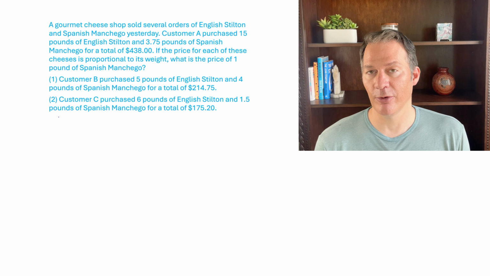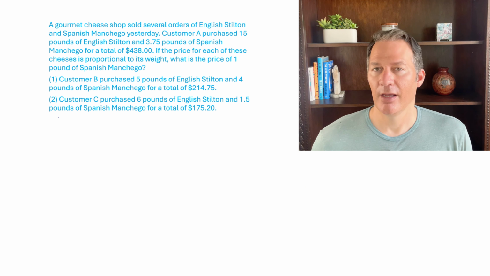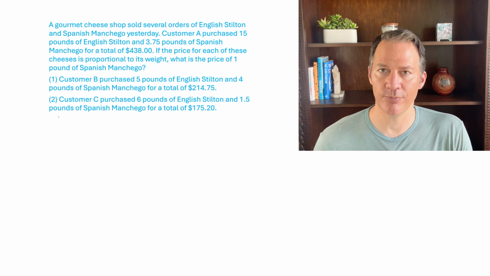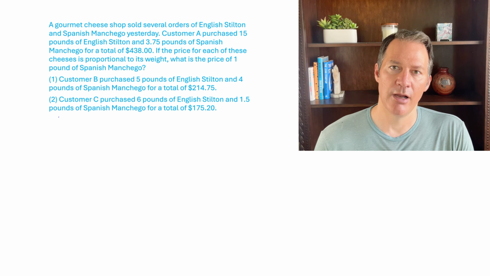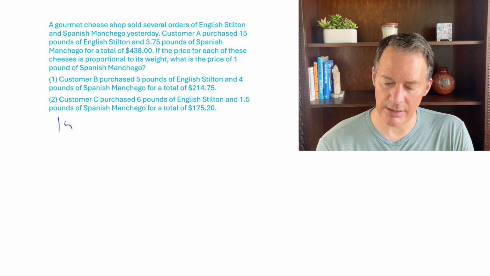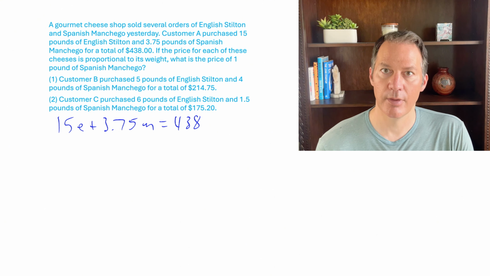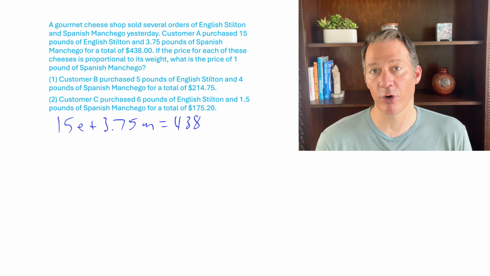So here's a great example. Pause if you want to try it. A cheese shop sells two types of cheese, English Stilton and Spanish Manchego. So let's call them E and M to avoid any confusion with the letter S. So from the prompt, we have 15E plus 3.75M equals 438. And it tells you that the price is proportional to the weight.